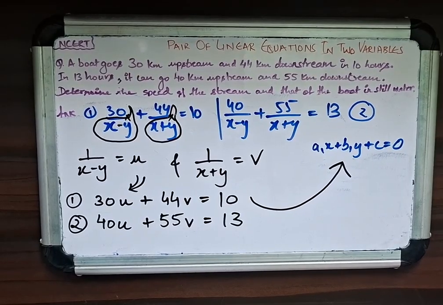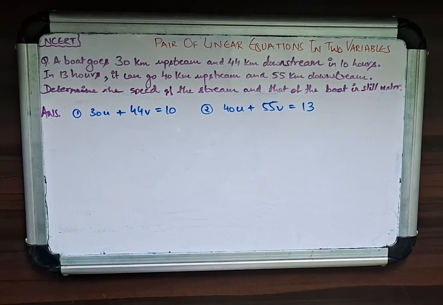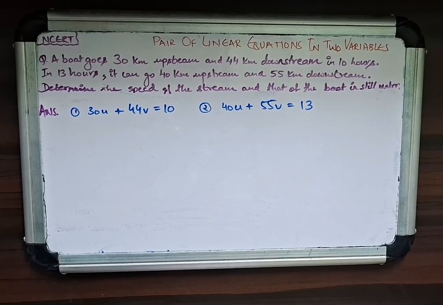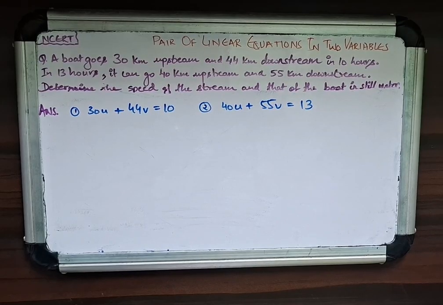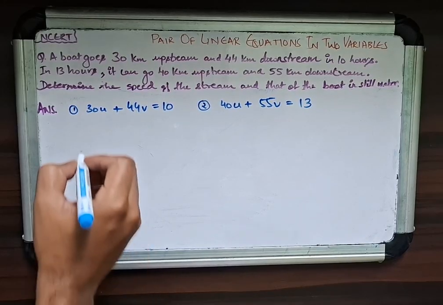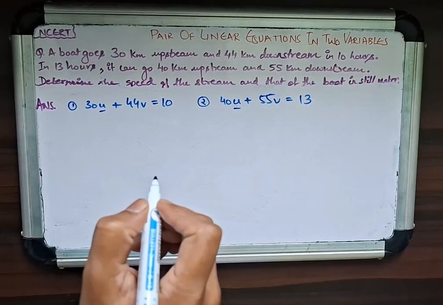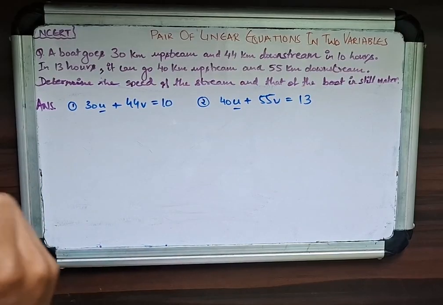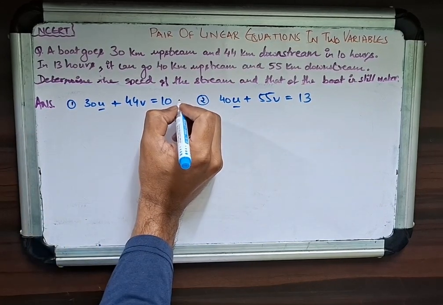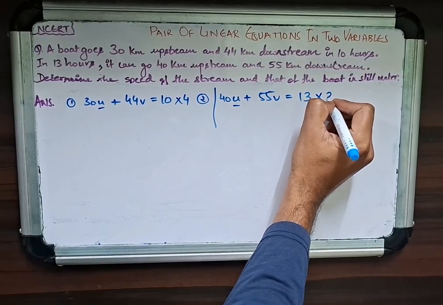Let's see how we can do it. Now let us solve these two linear equations using the method of elimination. You can use any method. I'll go with elimination. So for the elimination method to work, one of the variables must have the same coefficient. So let's try and make the coefficient of u equal. For that, let's multiply the first equation by 4 and the second equation by 3.